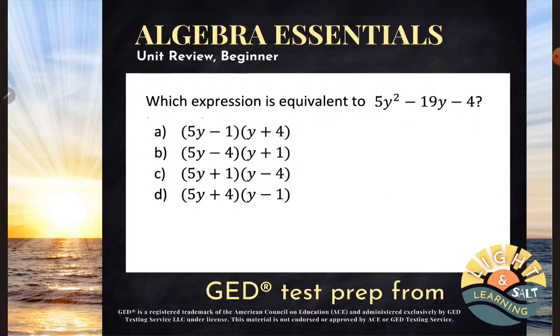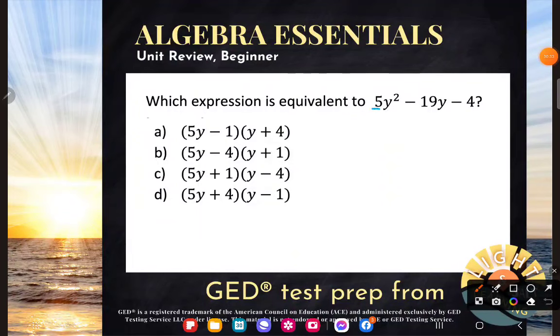It says, which expression is equivalent to 5y squared minus 19y minus 4? Okay, so there's this algebraic expression involving some different terms: a y squared term, a negative 19y, and a negative 4. It's an interesting question because it just says which expression is equivalent to. It's just asking what's equal to this. And we can play with numbers quite a bit to find things that are equal to other things. So where do I even go from here?